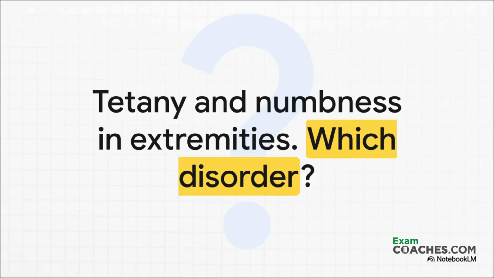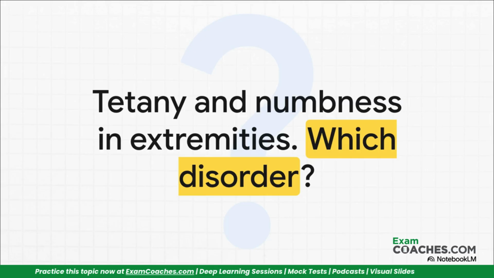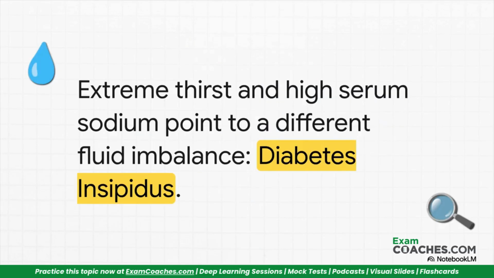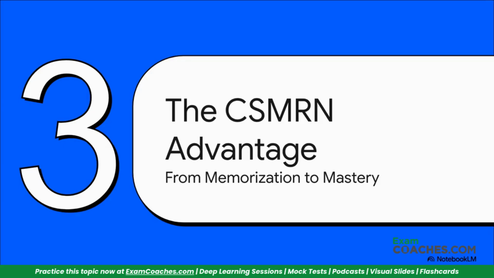So let's try another one. Your patient is complaining about that telltale numbness, and you actually see tetany. What pattern should be flashing in your mind? Well, that's the classic presentation of low calcium, which points you straight toward hypoparathyroidism. See how that works? And we're not done yet. What if the pattern you see is extreme thirst, polydipsia, and their labs show a really high serum sodium? Well, now we're not talking about a glucose problem at all. This is a completely different kind of fluid balance crisis, and it points right to diabetes insipidus. Different patterns, different diagnoses.